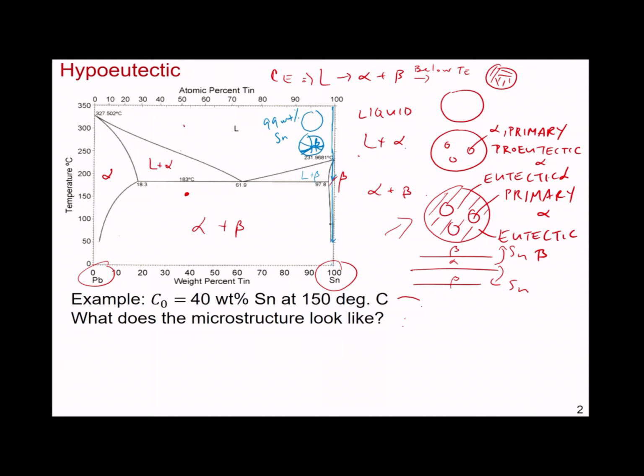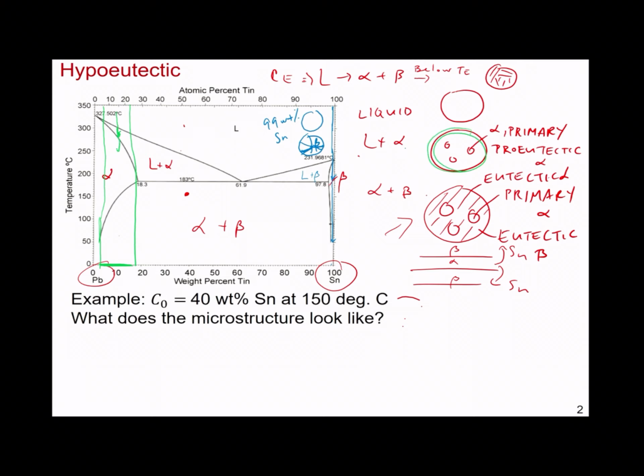Analogously, now I have to pick a different color. I think we have green left. Let's pick a green. Let's say you go from here to here. I'm going to demarcate this region right here, and talk about this range of composition. If I start from here, it's liquid, and then I go into a two-phase L plus alpha region right here. So it looks something like this.